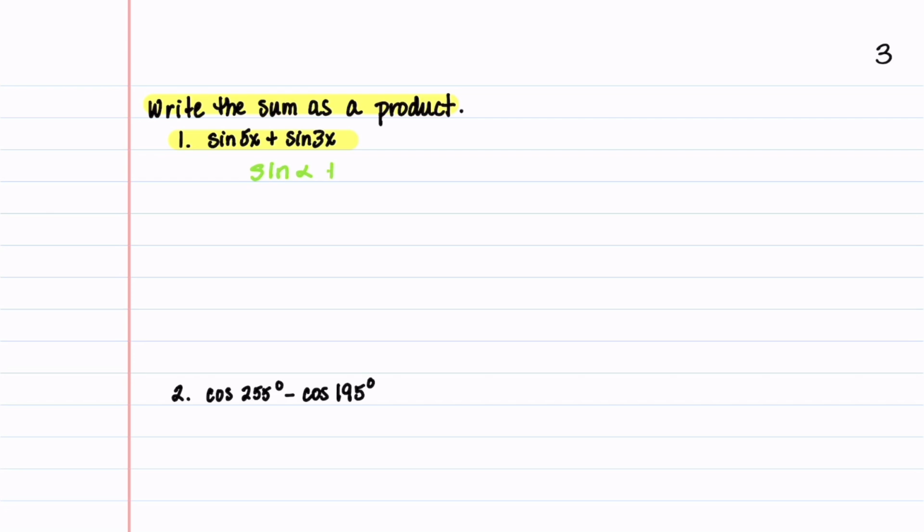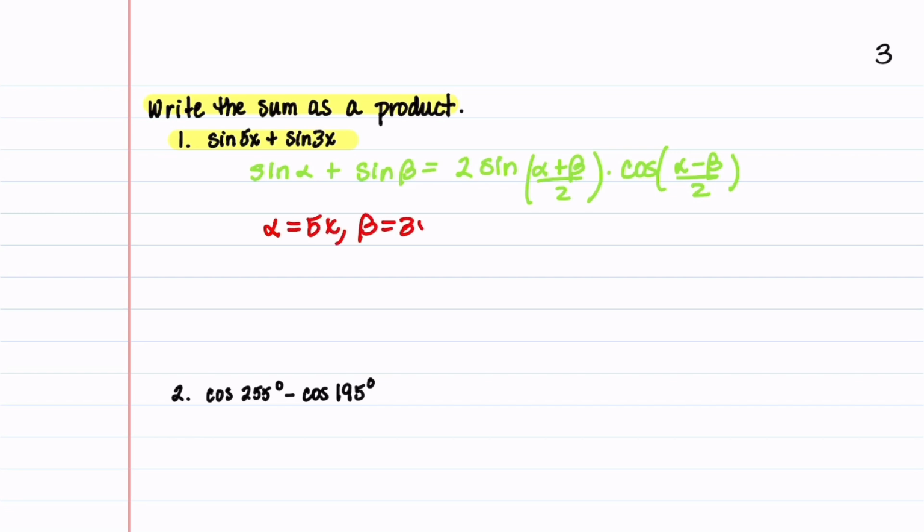Sine alpha plus sine beta is equal to 2 times sine of (alpha plus beta) divided by 2 times cosine of (alpha minus beta) divided by 2. We'll let alpha be 5x and we'll let beta be 3x.